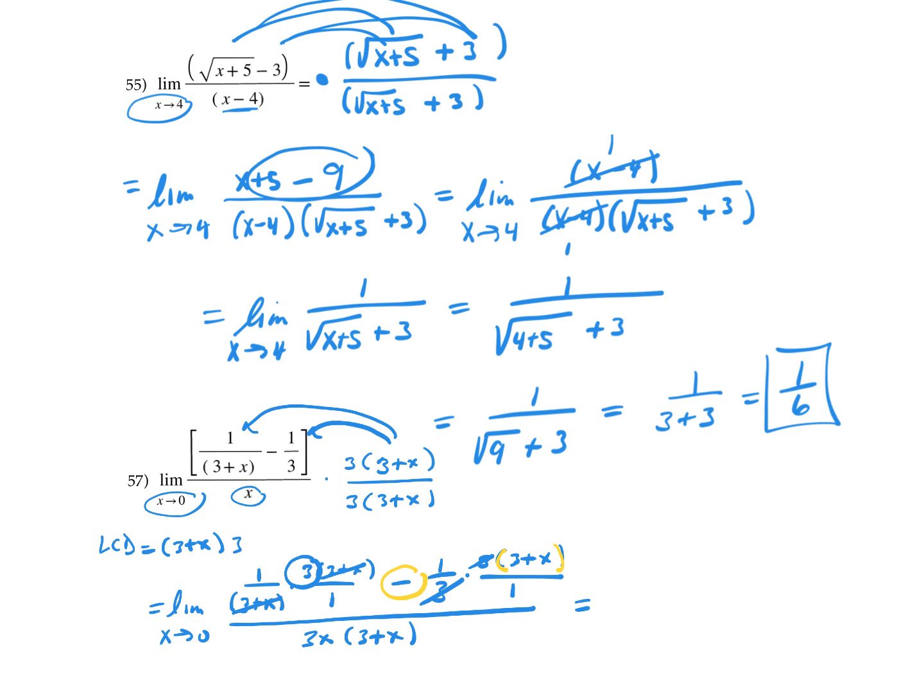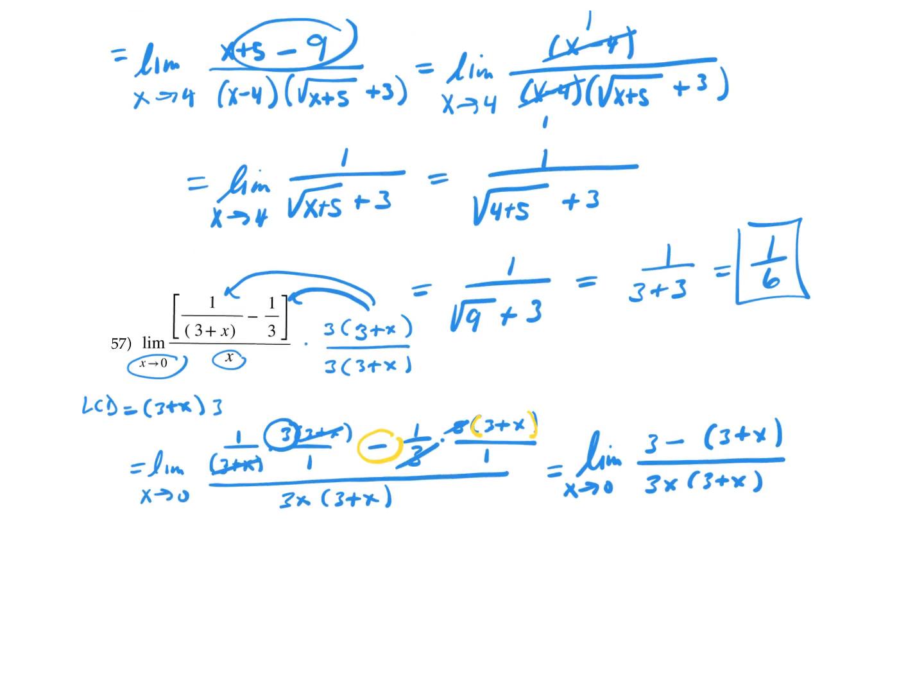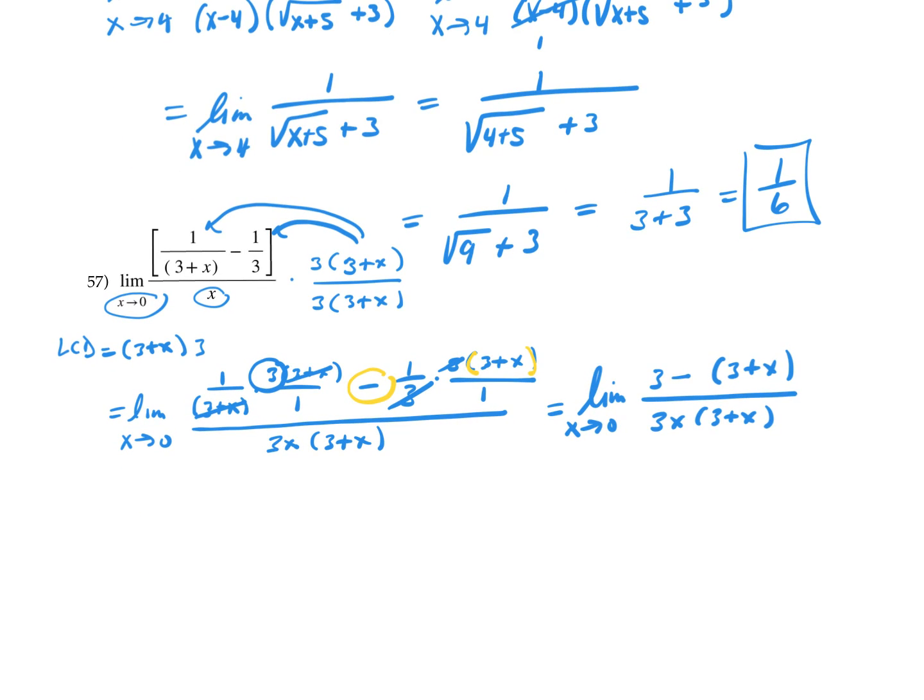So keep it in limit notation. So the limit as x approaches 0 of that 3 minus parentheses around the 3 plus x. And in the denominator, don't distribute. I know, I say that a lot. Okay, gonna scoot this all up a little bit. Okay, in that numerator, we want to simplify. So it'll give us the limit as x approaches 0 of 3 minus x, because I'm distributing that negative, all divided by 3x times 3 plus x.